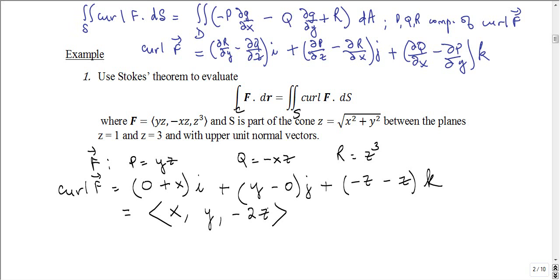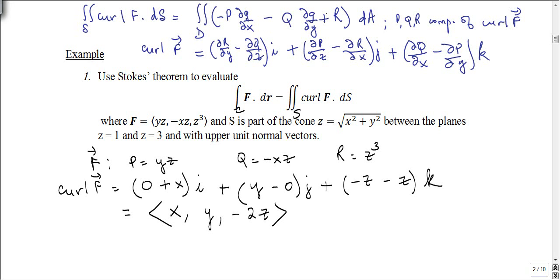Now we need to find our normal vector. That will be minus partial g with respect to x, minus partial g with respect to y, and 1. I didn't write it up here, but just know what you're doing. It's on the opposite page. You are dotting curl F with the normal. That's how I end up with this formula. So we need to find these two partials here.